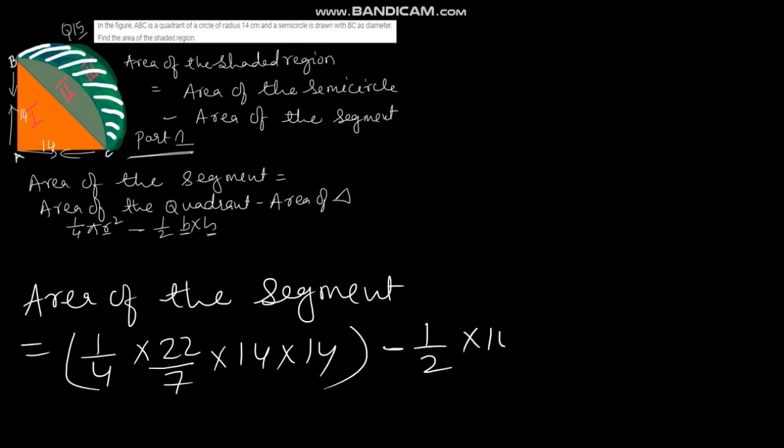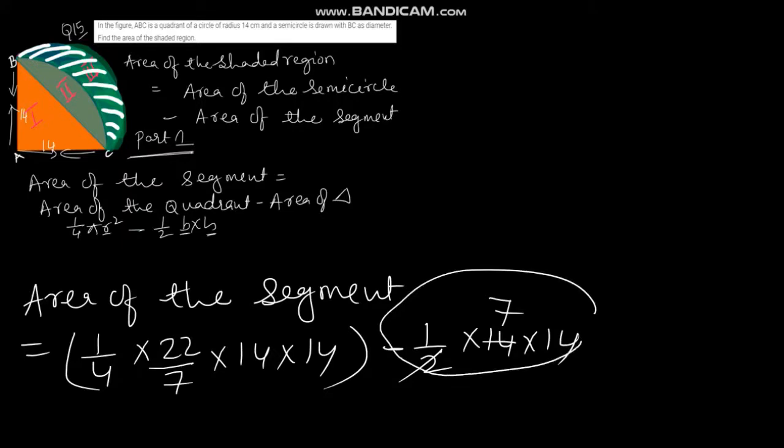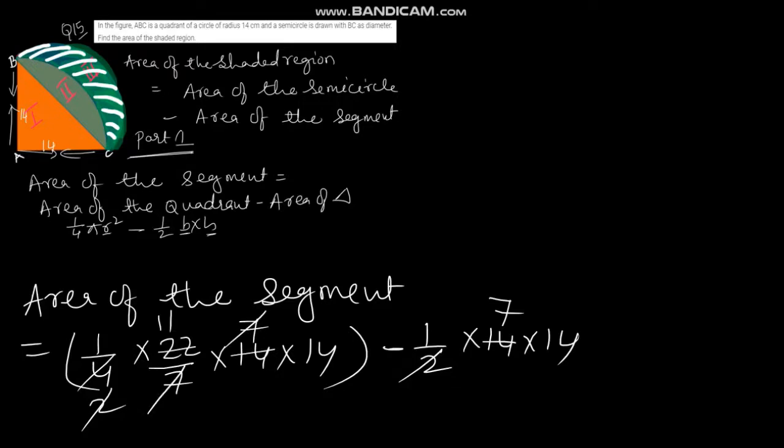Minus area of the triangle, that is half. Your base is 14 as well as height is also 14. So you can cancel here, 2 sevens are 14. Here you are getting 14 into 7, 98. This part is 98. Now see here, 2 2s are 4 and 2 11s are 22. Again 2 1s are 2 7s are 14 and 7 cancels.